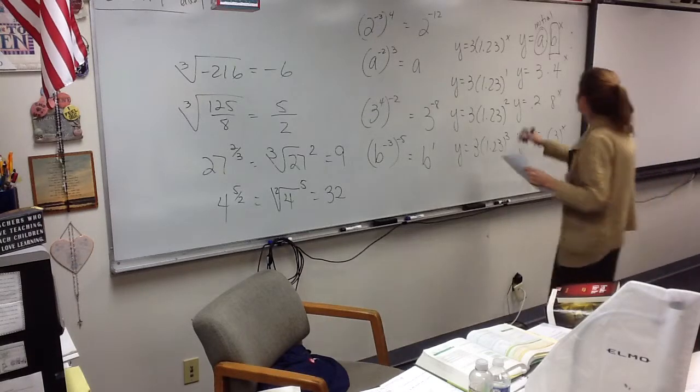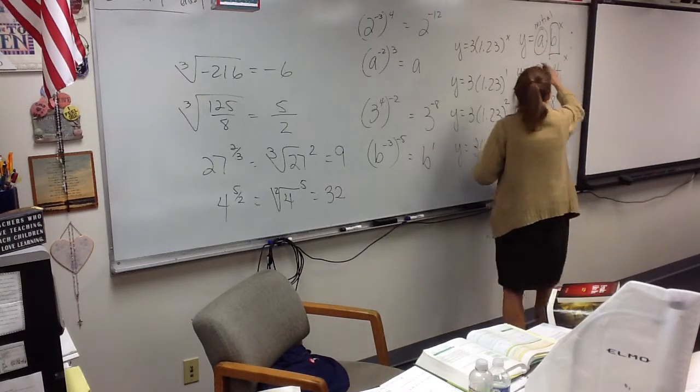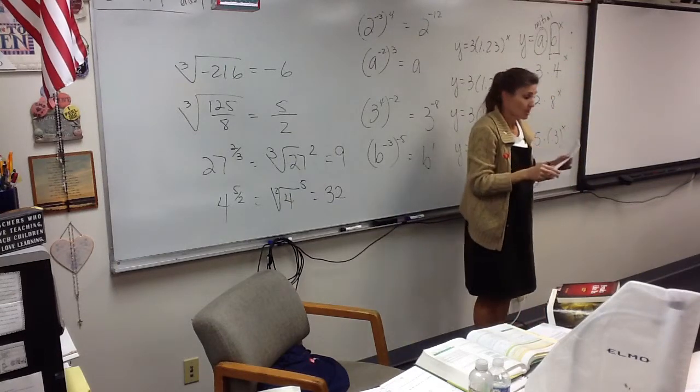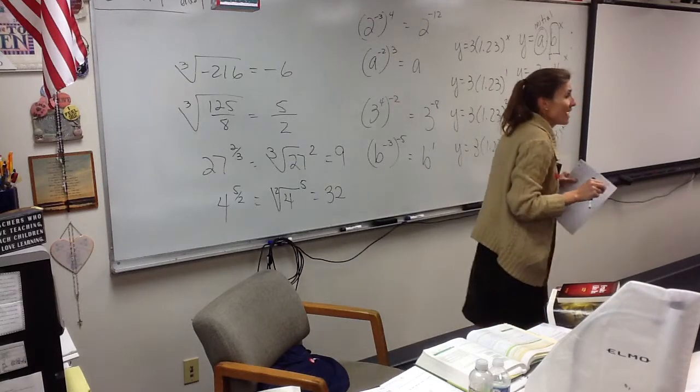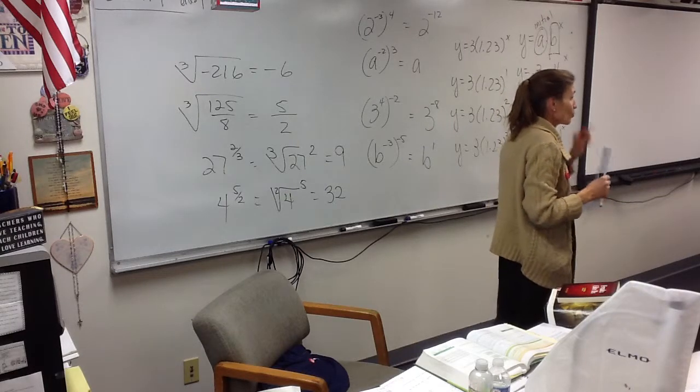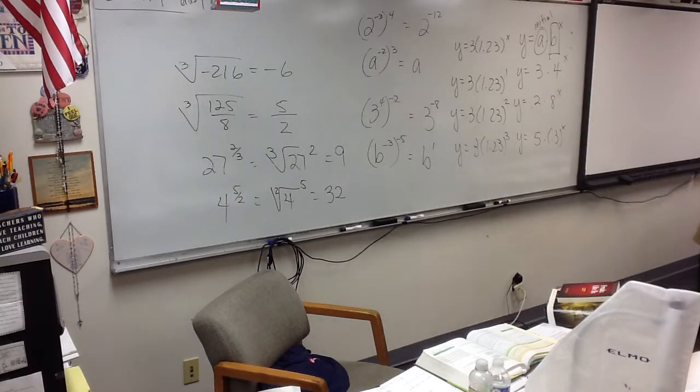Okay, let's look at problem B. Step 1. Does it fit this pattern? Yeah. Is it something times something to the x? Yes. What is its initial value? 1/2. Growth or decay? Decay. How come it's decay? Because 0.83 is less than 1. How much less than 1 is it? 17%. So this is a 17% decay.